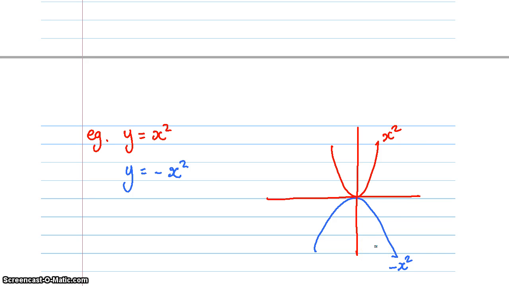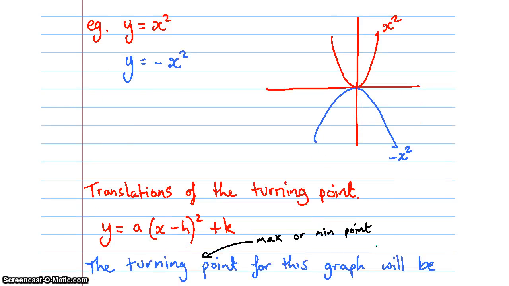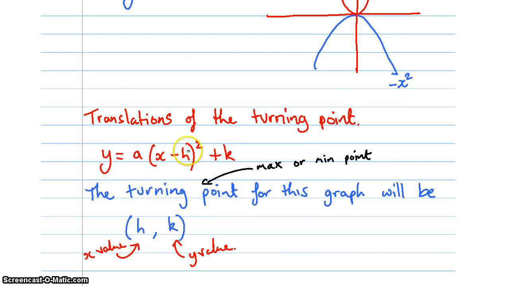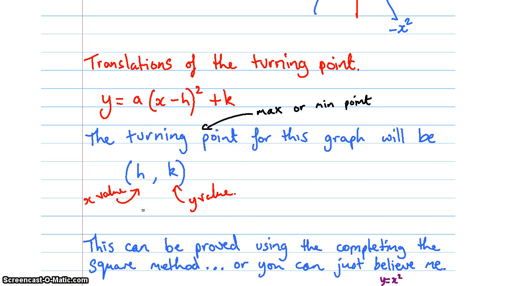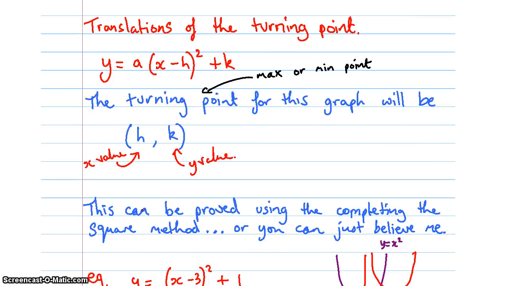Okay, so that's dilations and that's reflections. The last one is translations, and we've sort of looked at this a little bit before. But if I have it in this point here, the reason it's called the turning point form is because the turning point is going to be this value here, well, the opposite of this value here. So if that's negative h, then the x value of the turning point will actually be h, and I'll show that a little bit later. And this value over here, the k. So the turning point, the maximum or the minimum point for this graph will be (h, k). And this can be proved by using the completing the square method, or I guess you can just believe me.